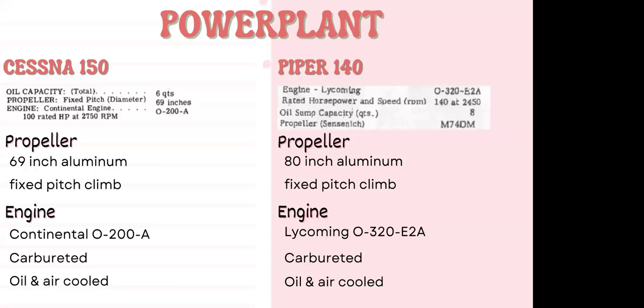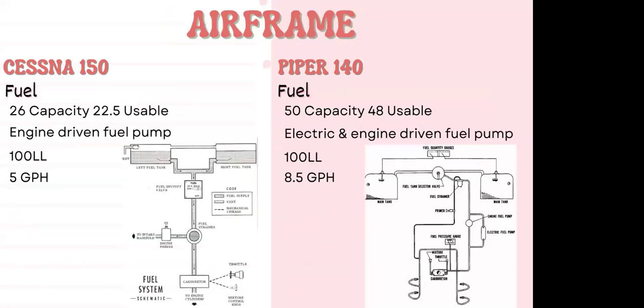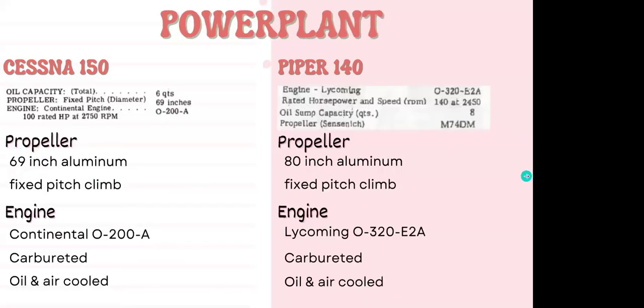So we've got the Lycoming, which is just the manufacturer. We've got that O, which we know means, whoop, little sneak peek there, that it is horizontally opposed. 320, which is our cubic inches, and then E2A.